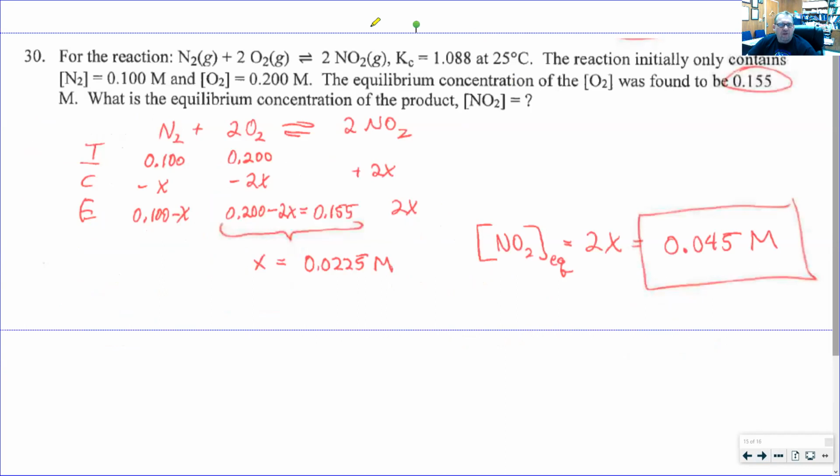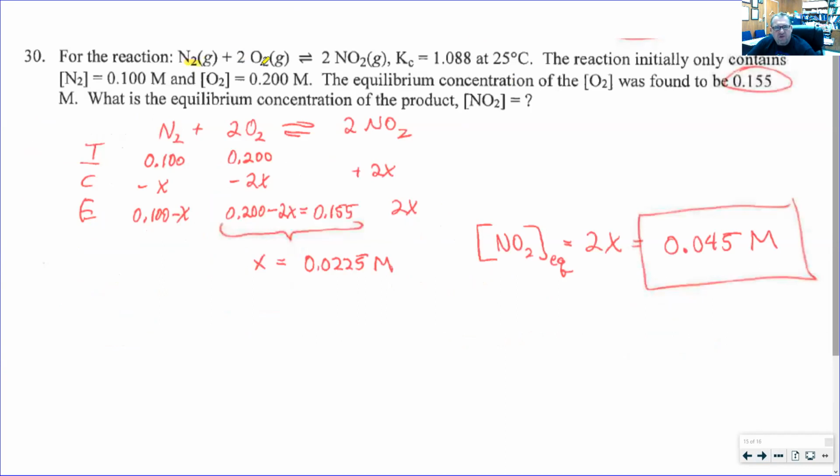All right, problem number 30 says you've got a reaction N2 plus 2 O2s yields 2 N2Os, and I gave you a value of K. The reaction only contains initially the reactants in the system, and I want to know, the equilibrium concentration of the O2 was found to be 1.55. What is the equilibrium concentration of the NO2?